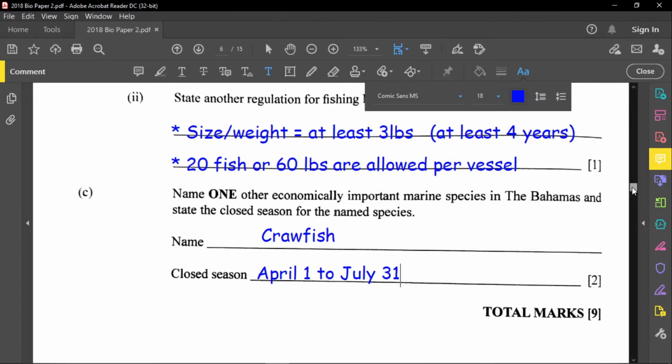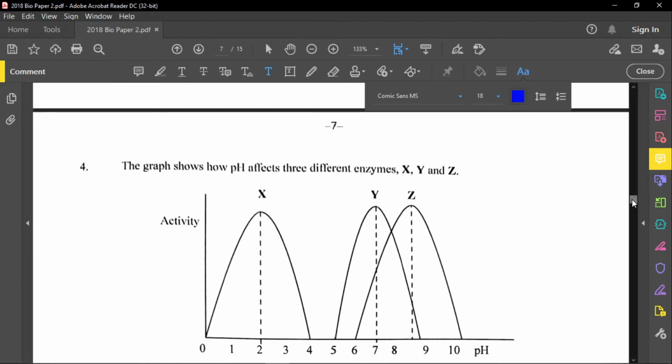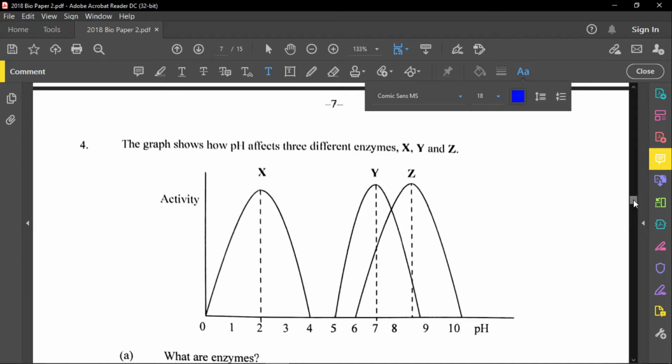All right, so we have that, and now let's go to the next question, which is question number 4. In question number 4, it says the graph shows how pH affects 3 different enzymes: enzyme X, enzyme Y, and enzyme Z. Now, if you notice the graph carefully, you have the activity on the Y-axis and the pH levels on the X-axis.